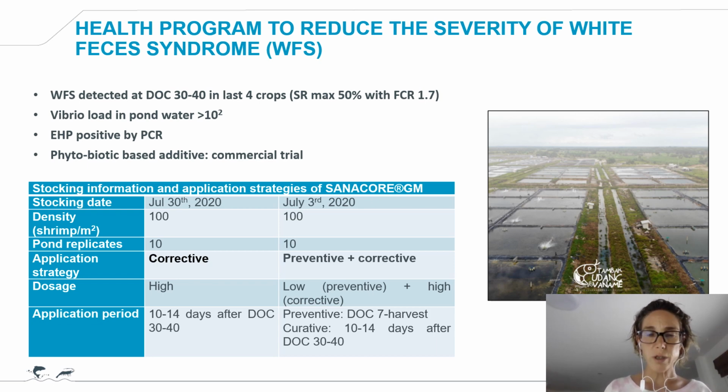So these 2 possible approaches were evaluated with 10 ponds each approach, 100 PLs per square meter, same starting day, same stocking density, same PL origin. The difference was the preventive and corrective versus corrective approach.